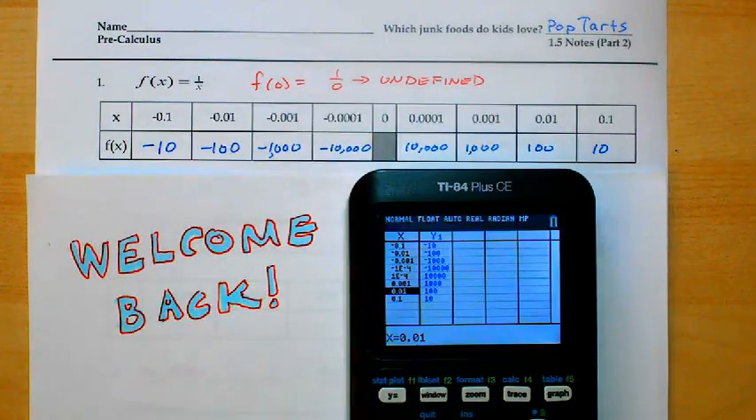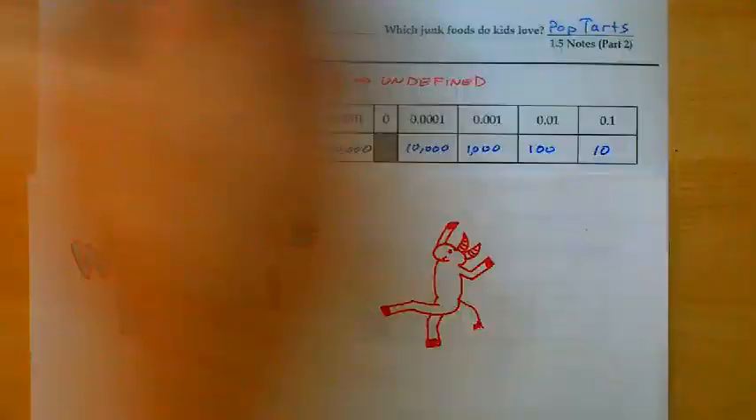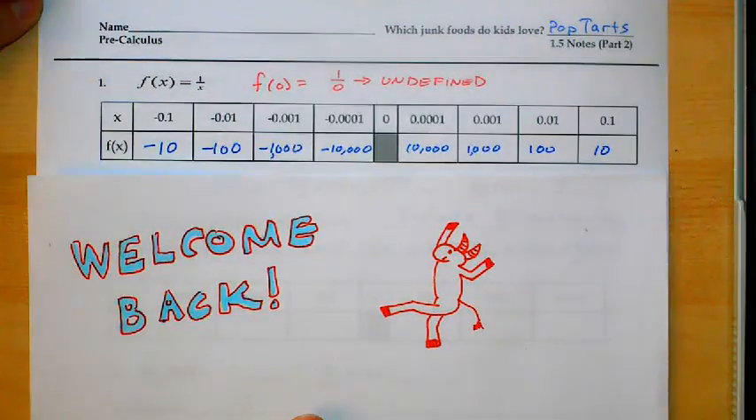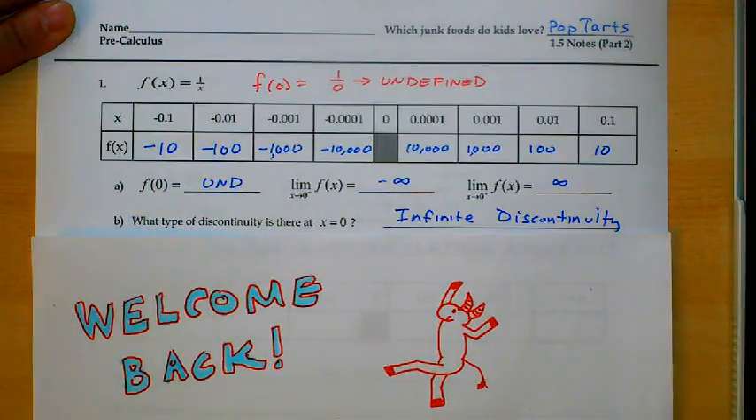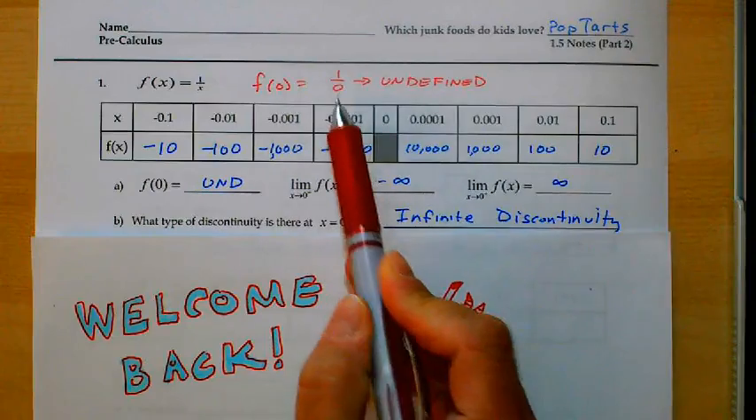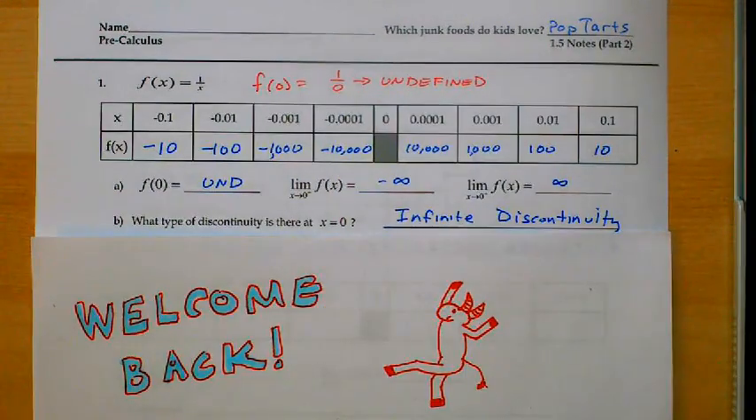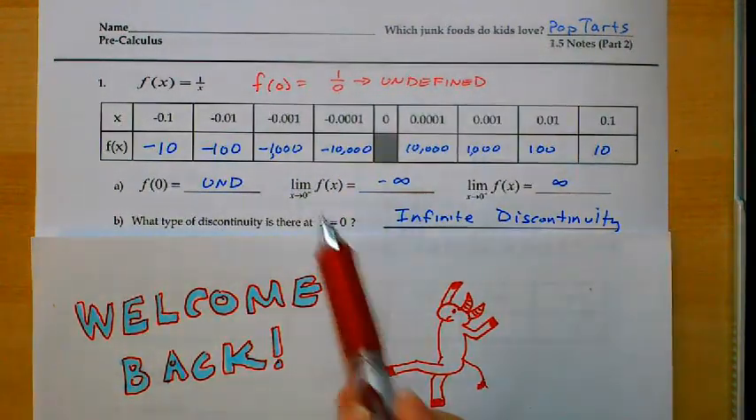Okay, welcome back. Here I have the values showing on my calculator screen, and I have filled them into the table up above. Okay. And as we analyze this information, we get to review a little bit what we've already learned. Yes, f of 0 is undefined, division by 0, biggest, baddest rule in math, can't be doing it.